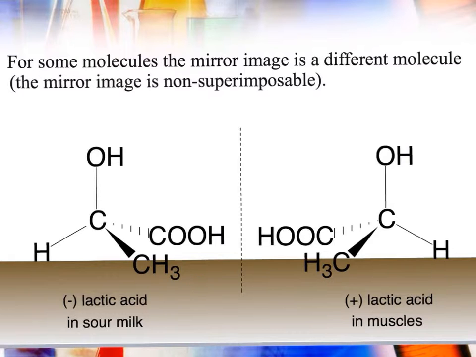And so because these are 2 different chemical compounds and they are not superimposable on each other, then we say that these compounds are chiral.